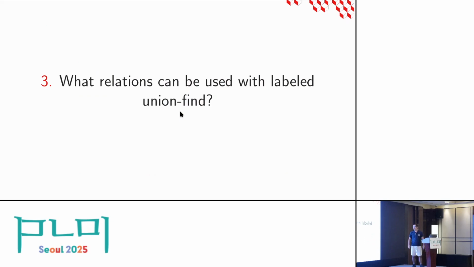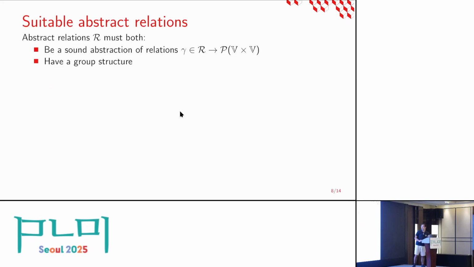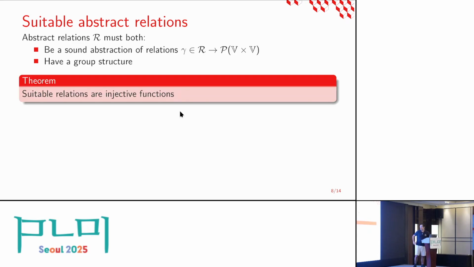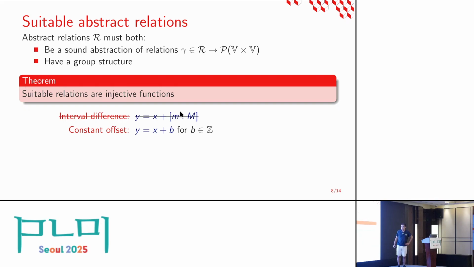And now I'm going to talk a bit more about using labeled union find in program analysis. We want to use it to represent abstract relations between variables. And a natural question that comes up is what kind of relations are suited? Because when you look at the requirements we have, we want to represent relations, so our union find labels must concretize to actual mathematical relations between variables, but they must also be a group. And what we found is that the combination of these two requirements essentially means our relations have to be injective functions. So for example, you can't use interval difference, which I've shown in the previous slides, because that's not injective, but you can use constant difference, which is y equals x plus b.